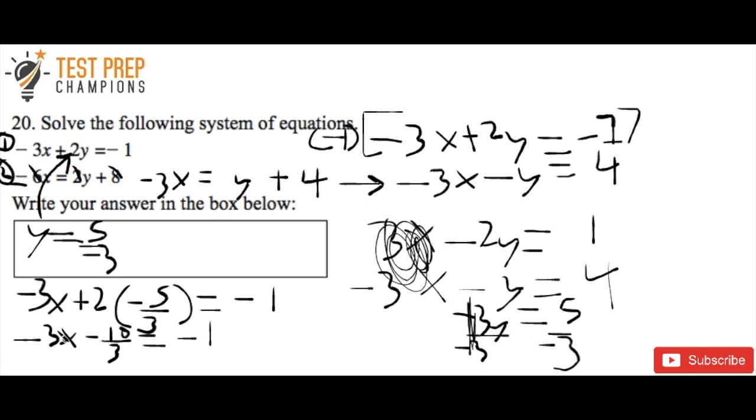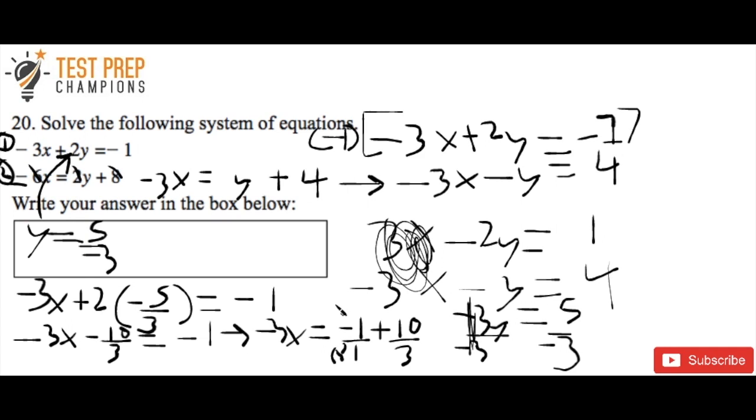Okay, so let's get this variable by itself on one side of the equation. So we'll add 10 over 3 onto the other side. So we'd have negative 3x equals negative 1 plus 10 over 3. Okay, and so now we have to get a common denominator here. And so hopefully you understand how to do common denominators and operations with fractions. If not, look for the other video on my channel. But basically what we want to do here is multiply the top and the bottom number by 3.